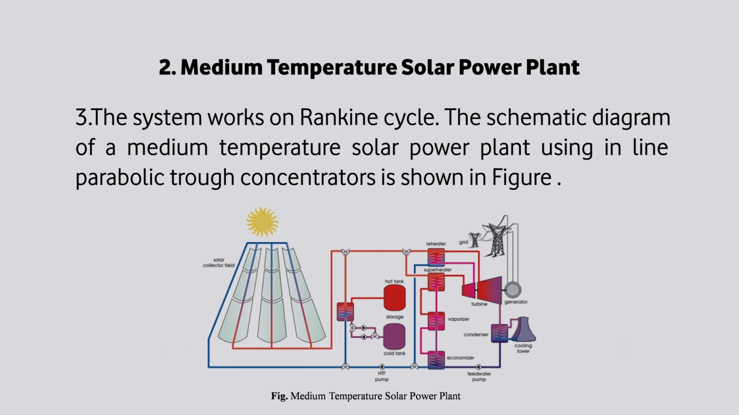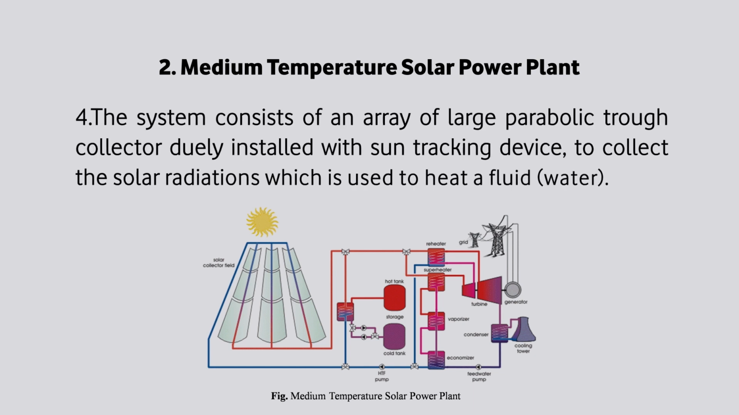The schematic diagram of the medium temperature solar power plant using a parabolic trough concentrator is shown in this figure. The system consists of an array of large parabolic trough collectors duly installed with a sun tracking device to collect the solar radiation, which is used to heat a fluid, that is water, and this heat is transferred to the storage tank and finally to the feed water, where the steam is generated in the steam generator.